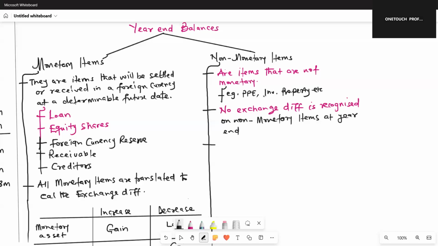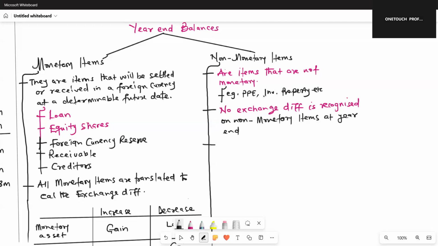The last issue here is that translation of the non-monetary items at the end of the year is done for the purpose of ascertaining the fair value, where the entity uses the revaluation model or the fair value model. Did you get it?